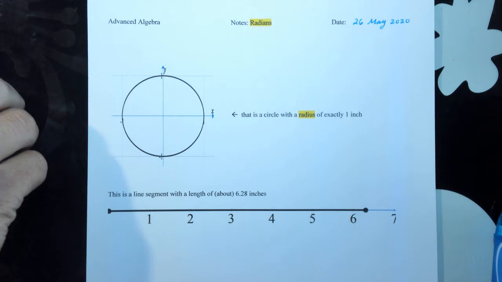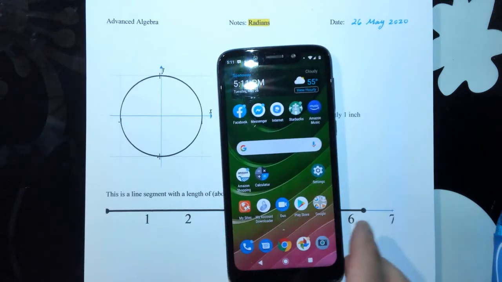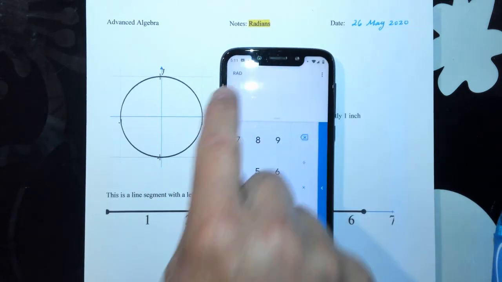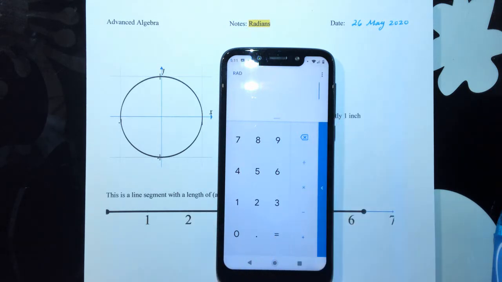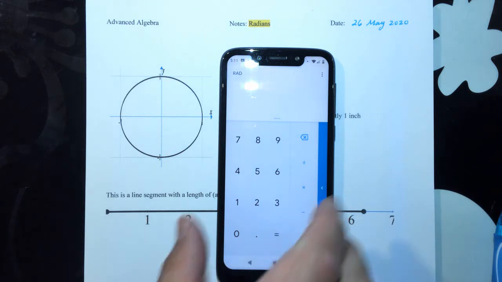So that weird thing that you have seen on your calculator before, it says RAD. That stands for radians. Today you're going to learn what they are, what they mean. It's confusing. It's kind of like radicals. Radicals don't really make that much sense. Radians won't make that much sense either, but I'll try the best that I can.